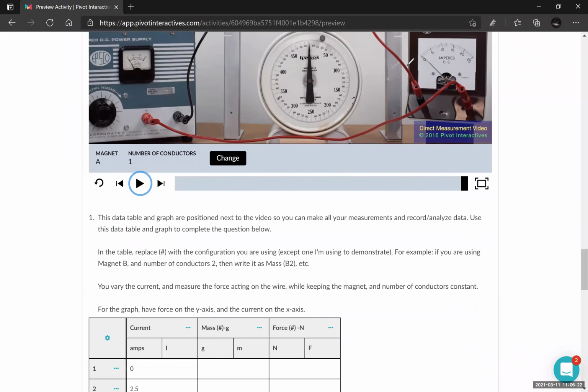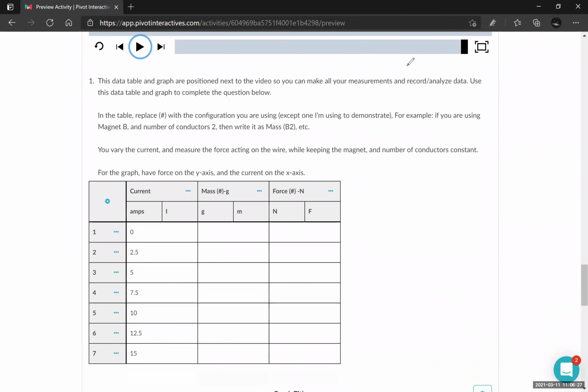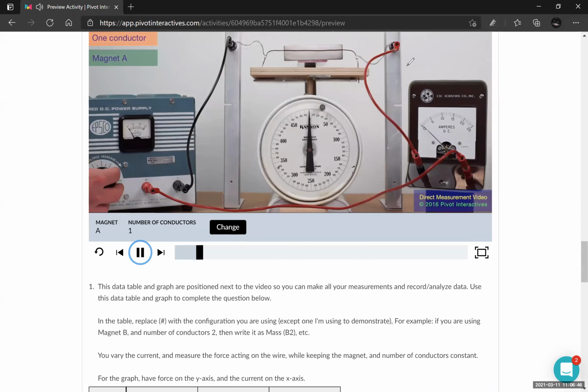Our experiment is going to be measurements of current, which I give you. So you're going to measure how the mass and force change when the current changes by increments of 2.5. So I have 0, 2.5, 5, 7.5, 10, 12.5, 15. Because if you look at the video again, the current goes from 0 to roughly about 15 amps. So we can just go all the way to about 15 to make a measurement.